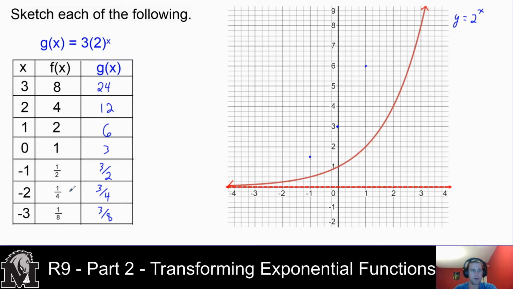At an x value of -2, we were at 1 quarter, so 1 quarter times 3 is 3 quarters. So that's right here. And then we were at 1/8. 1/8 times 3 is 3/8. Then we're just going to play connect the dots as best we can, making sure there's arrows on both ends. And we also have to put in an asymptote. So trying to vertically expand the asymptote does nothing. So there we have our first one.